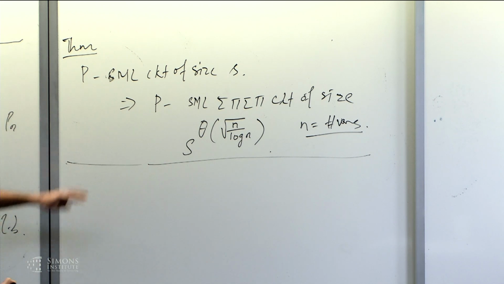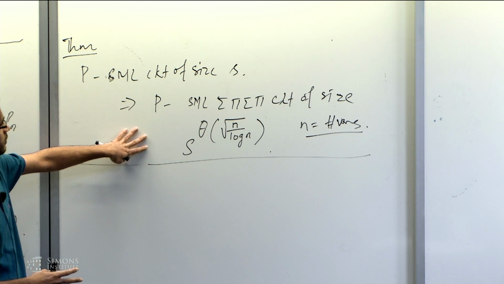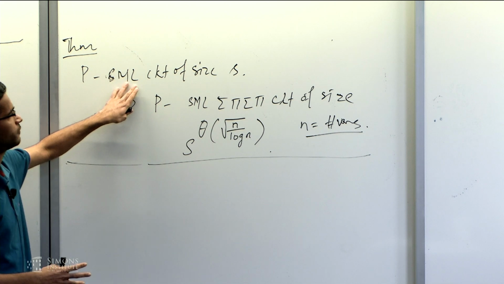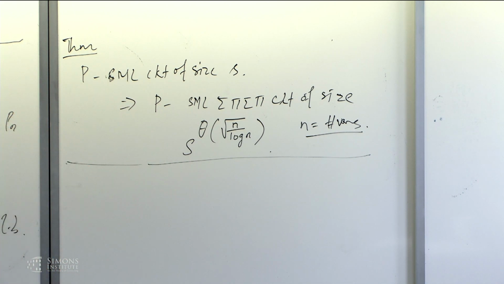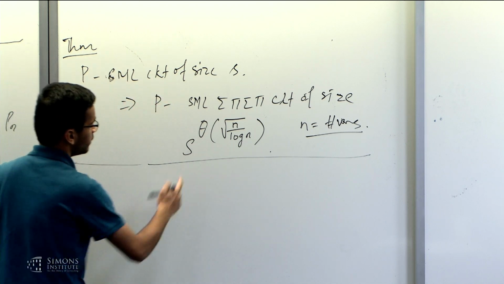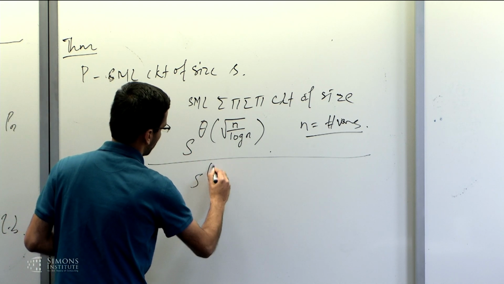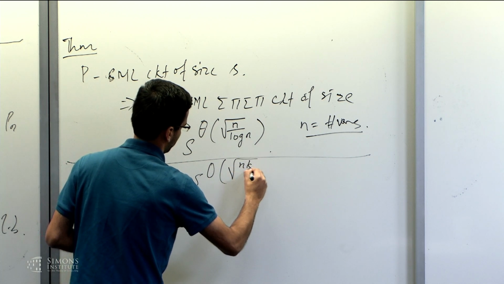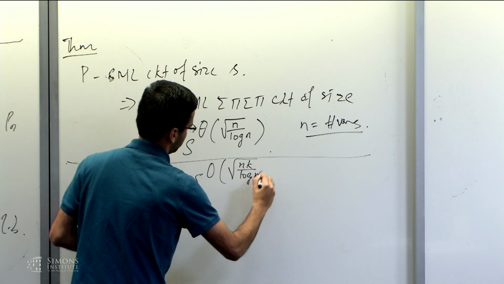So this reduction is also a little bit more general than what's written here. It doesn't just hold for syntactically multilinear circuits. It also holds for circuits where you're not allowed to take very high powers of variables, so circuits of so-called individual degree at most k. If you start from a circuit of individual degree at most k, the bound that you get is s to the order of square root of nk over log n.